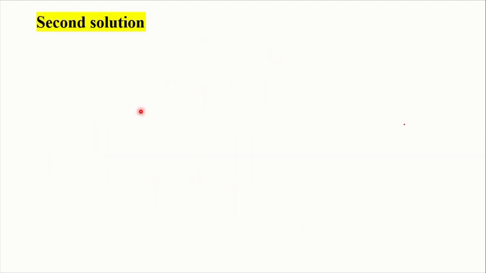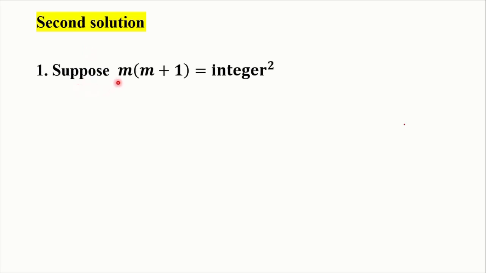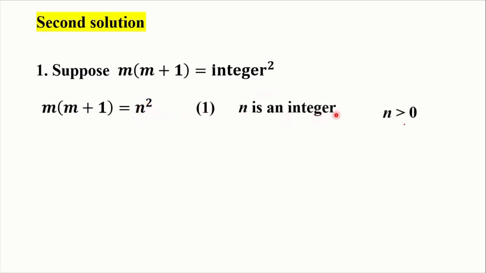Now it is instructive to consider the second solution of the same problem. This solution is a little bit more complicated than the first, but it's very useful to consider it. It is based on the same supposition that m times m plus 1 is equal to the square of some integer. Again, we denote this integer as n, and n is greater than 0.